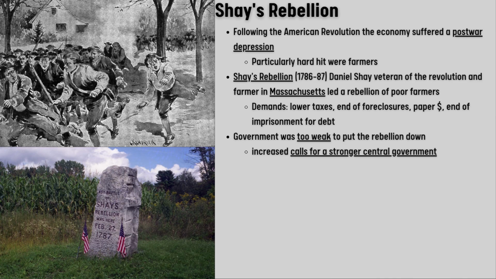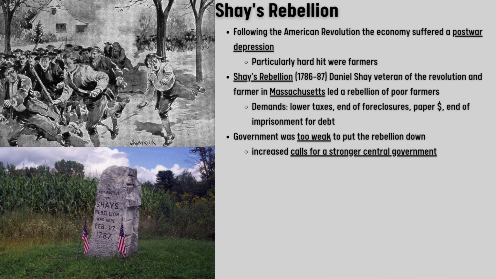After the American Revolution, the nation faced a tough economic downturn, which deeply affected farmers. This resulted in Shays' Rebellion. Daniel Shays, a veteran and a farmer from Massachusetts, became a central figure during this difficult time. He led a group of impoverished farmers in a rebellion during 1786 and 1787.